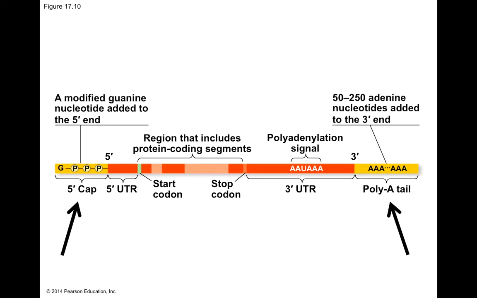It helps move the mRNA out of the nucleus and into the cytoplasm. Once it gets to the cytoplasm, the ends help protect the messenger RNA from being degraded by cytoplasmic enzymes. And last, the GTP is important for helping the mRNA attach to the ribosome. So that takes care of 2 of the 3 modifications.